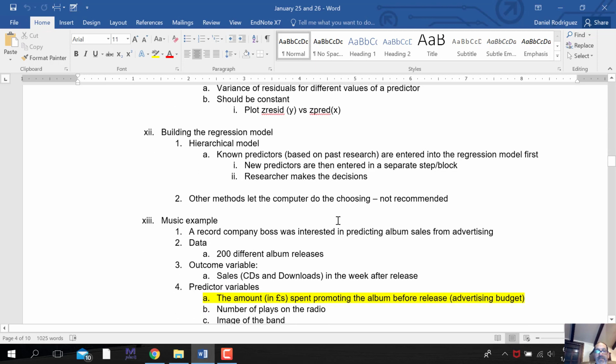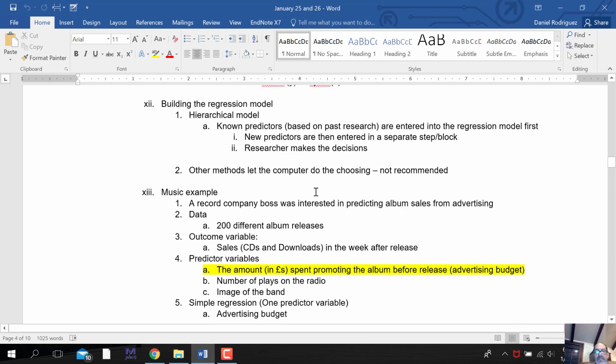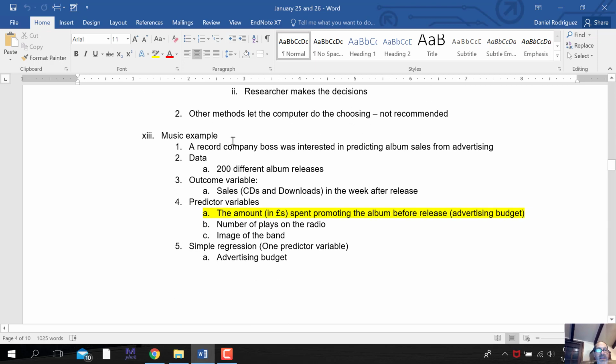All right, I'll get back to building the regression equation in a little bit. I'll talk about this more shortly. Just hang on a bit here.